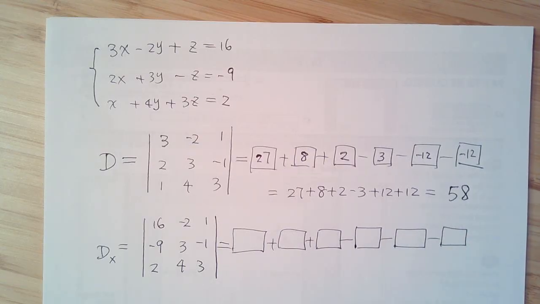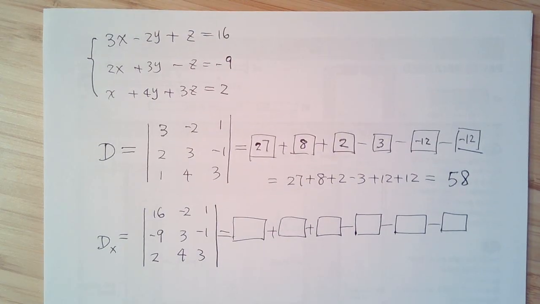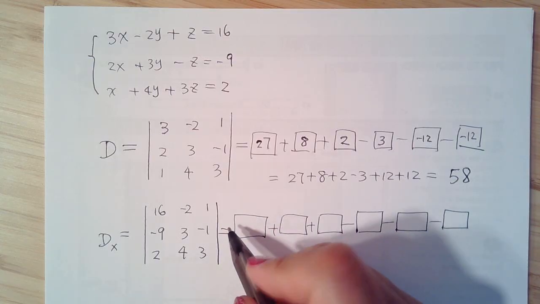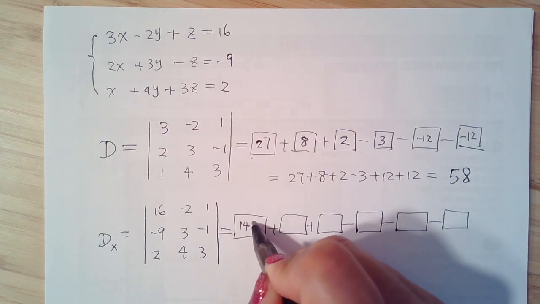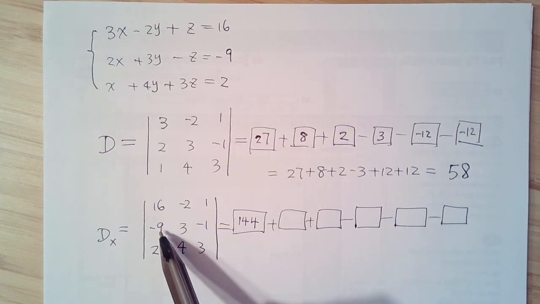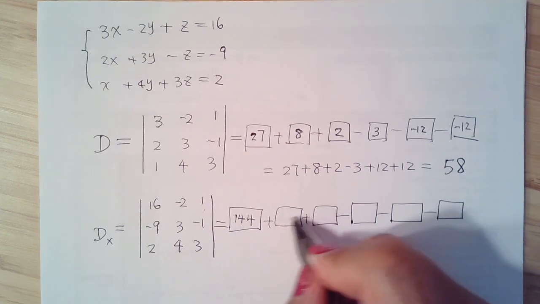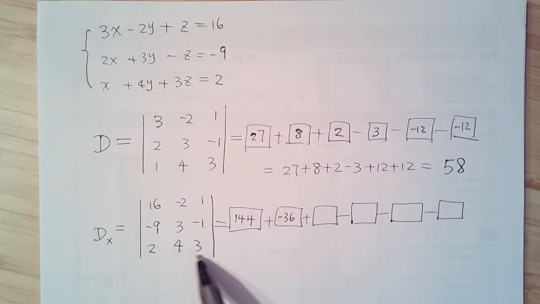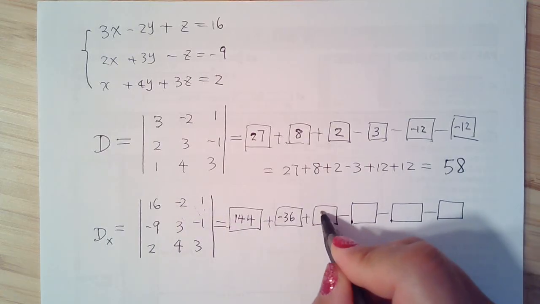Draw a true. Okay, so we got 16 times 3 times 3, which is 144. All right, and then of course, if you like, you can use a calculator. And here's negative 9 times 4 times 1, so that's negative 36. Okay, so after you do that, you need to do 2. And with this, so that is a 4.